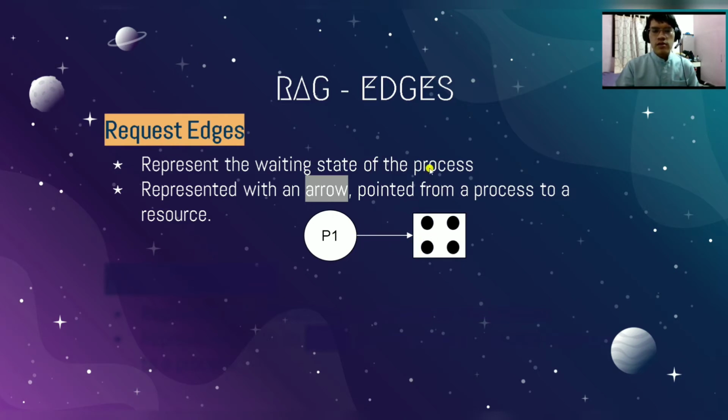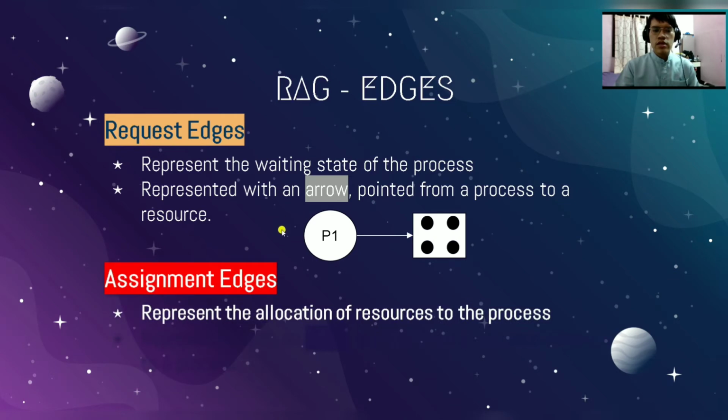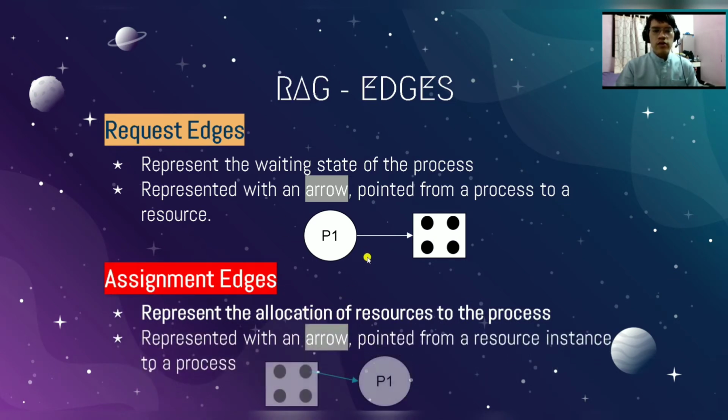Okay. The next one is the assignment edges. It represents the allocation of resources to the process. Okay, for example, it is also represented by an arrow pointed from a resource instance to a process. For this example, the dots represent the instances of the resources, and each points to a process. So it means the instance has been allocated to the process.